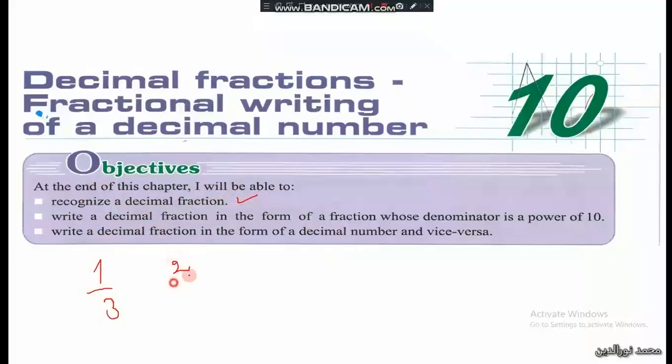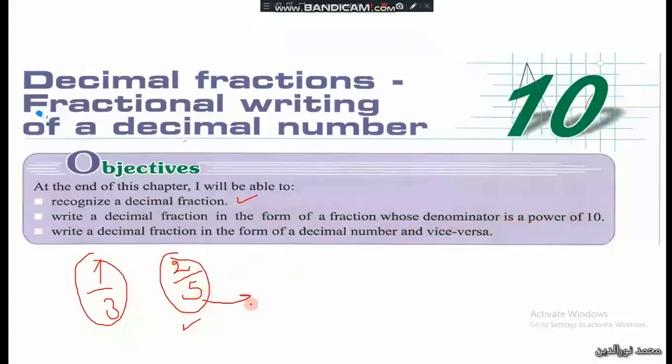Like these fractions, I have to know if this is a decimal fraction or not, and 2 over 5, if it's a decimal fraction or not. Write a decimal fraction in the form of a fraction whose denominator is a power of 10. So 2 over 5 is a decimal fraction. We have to write its denominator as a power of 10.